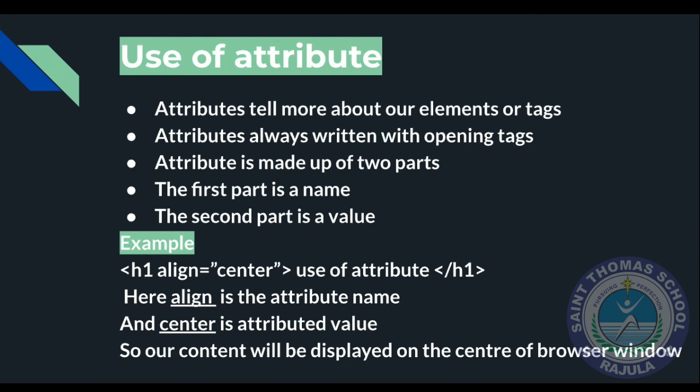So, attributes must be written with the opening tag. An attribute is made up of two parts. The first part is the name of the attribute and the second part is the value of the attribute. And the name and value of the attribute, we separate both with the equal sign. Now let's see the example.